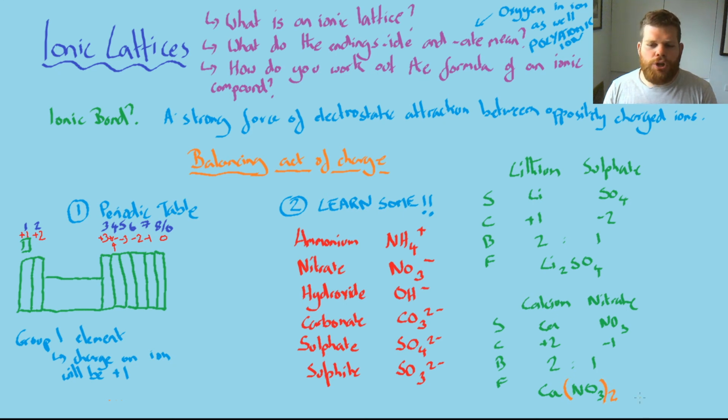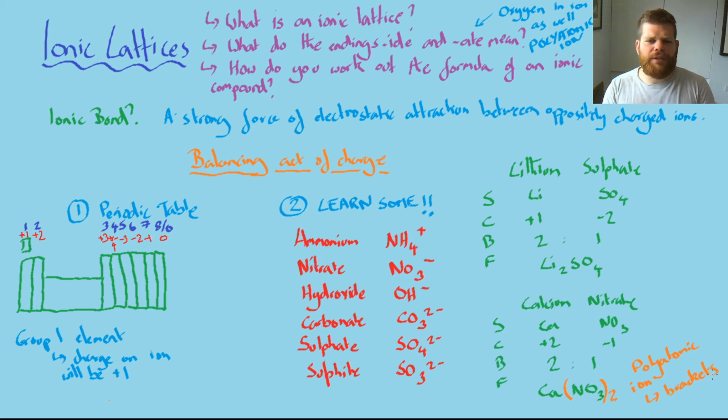I use those brackets whenever we have a polyatomic ion and we've got multiples of them. If there's one of them, we don't need brackets, but if there's more than one of them needed, then we can use brackets. So that's my little rundown on how to work out this balancing of charge and write out some chemical formulae.